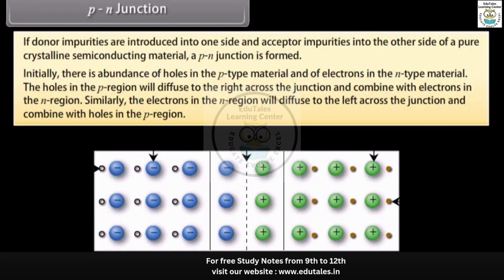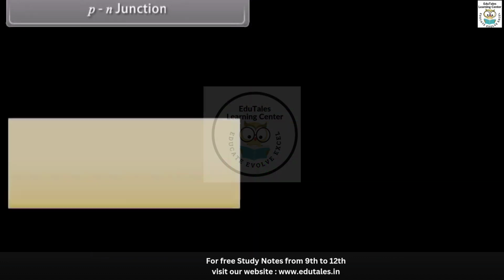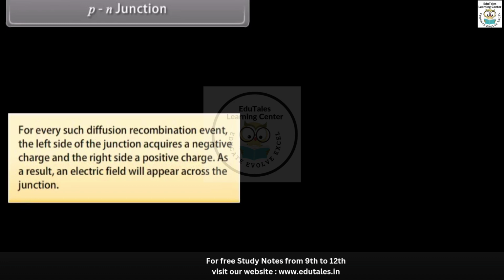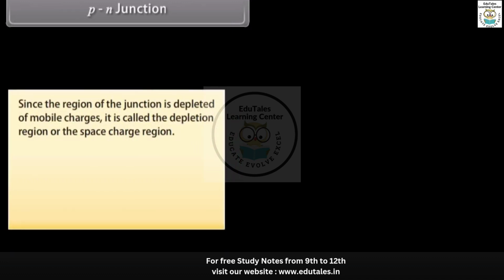The holes in the p region will diffuse to the right across the junction and combine with electrons in the n region. Similarly, the electrons in the N region will diffuse to the left across the junction and combine with the holes in the P region. For every such diffusion and recombination event, the left side of the junction acquires a negative charge and the right side a positive charge. As a result, an electric field will appear across the junction. Since the region of the junction is depleted of mobile charges, it is called the depletion region or the space charge region.